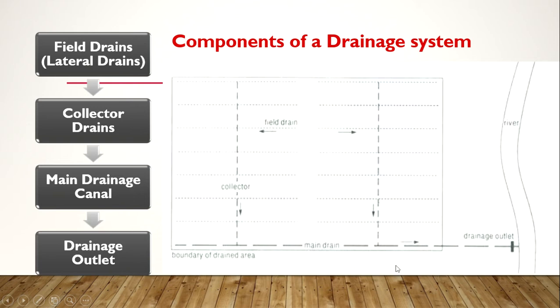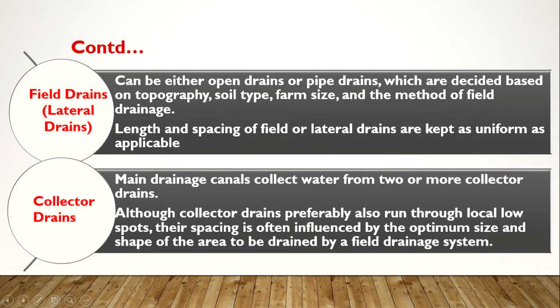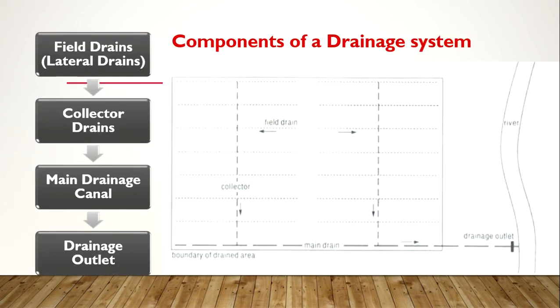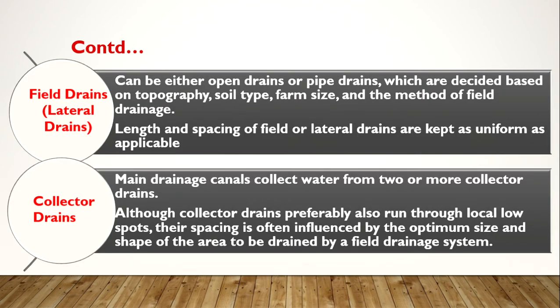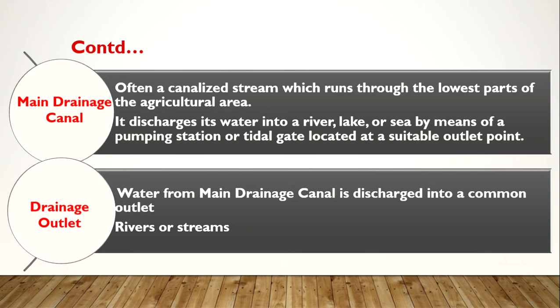Okay, hope you got it. I have explained each of them, so you can read this, because there is nothing much important in it. You can just imagine there are four components: one is the field drain, the collector drain, and after that the main drain, and then there is an outlet. So this is about those four things. You can just read it.